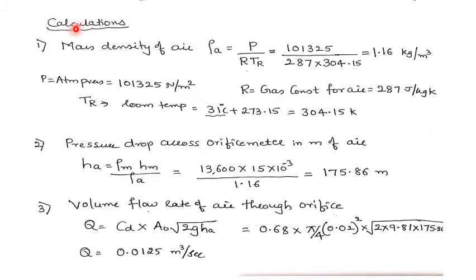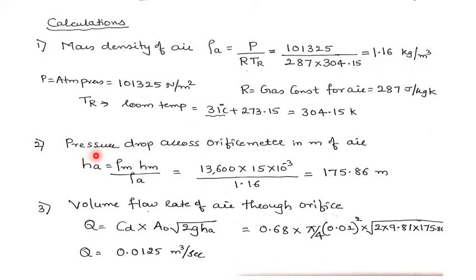Now let us do the calculations. This is the mass density of air, rho A equals P divided by R into T R. The atmospheric pressure is 101,325 Newton per meter square, the gas constant for air is 287 joules per kg Kelvin, and room temperature is 31 degrees centigrade. For that we add 273.15 Kelvin, so the total is 304.15 Kelvin. Substituting all these values in this equation, my density of air is 1.16 kg per meter cube.